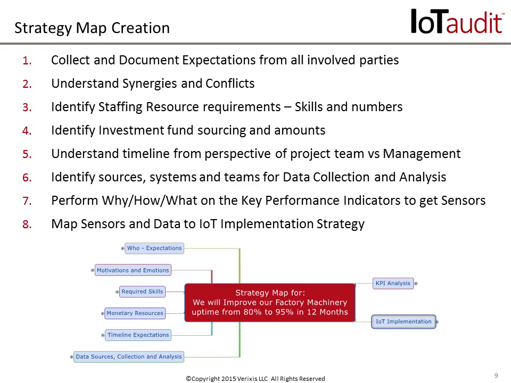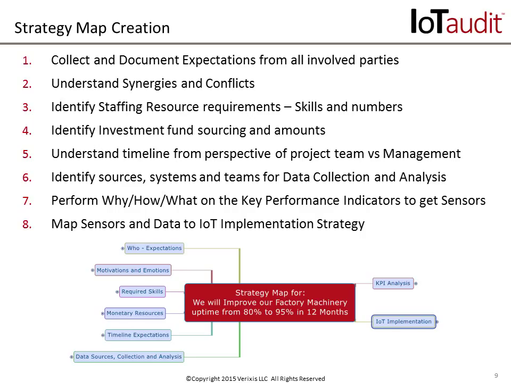To create the strategy map, we're going to follow the following steps here. Again, we're going to go down the left-hand side of this particular strategy map diagram. We're going to collect and document the expectations from all involved parties. And as we talked in the previous module, understanding everyone's expectations is critical to a successful IoT deployment. We're going to understand the synergies and the conflict between those expectations.